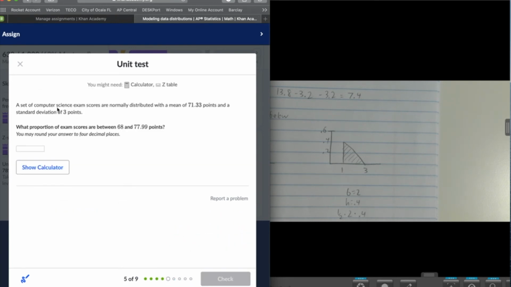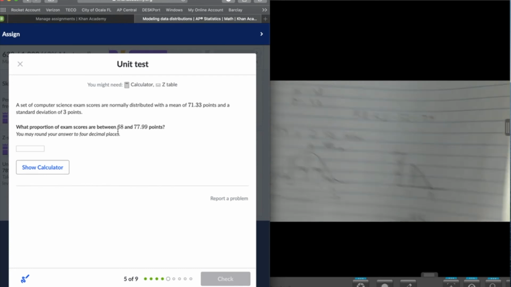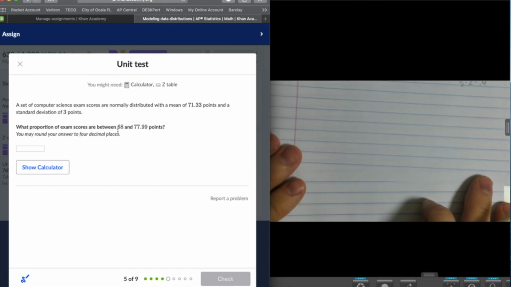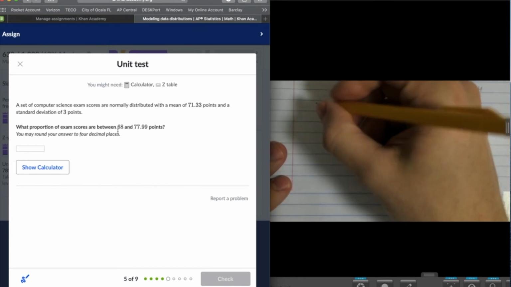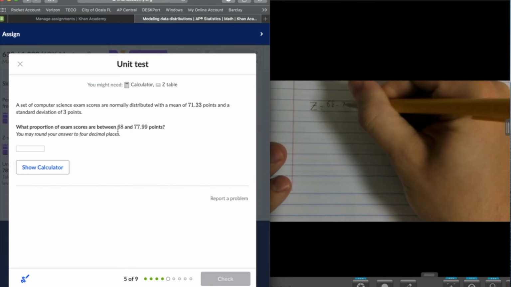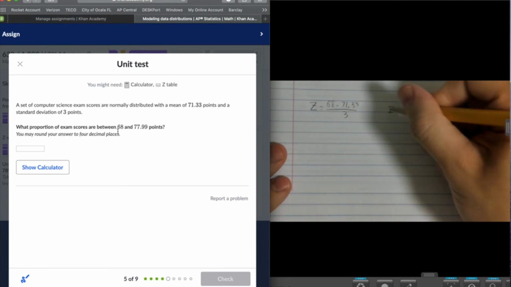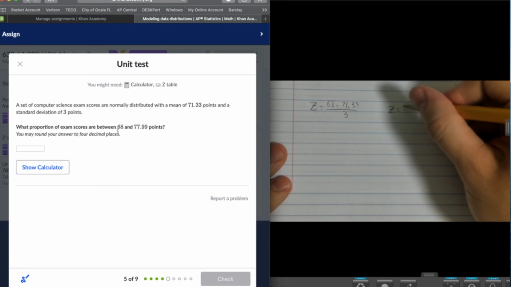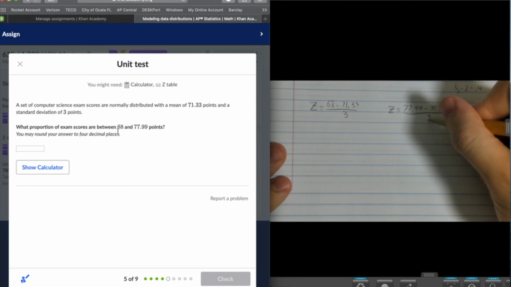All right. Up next, it says a set of computer science exam scores are normally distributed with a mean of 71.33 and a standard deviation of 3. What proportion of exam scores are between 68 and 77.99? So this is a question where you definitely do want a graphing calculator because it would be so easy. But what we're going to have to do is find the z-score of 68 minus the mean divided by 3, and we'll also have to find the z-score for 77.99 minus the mean divided by the standard deviation.